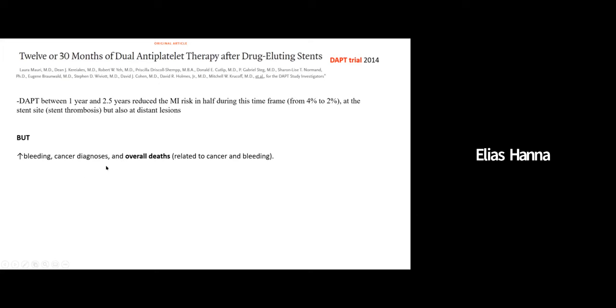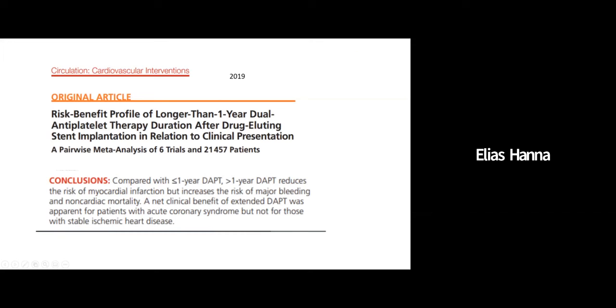It increases cancer death and overall death related to cancer and bleeding. It was significant. P was 0.05, barely significant, but significant. The investigators tried to dismiss that, but I would not, because this has been shown over and over. Long-term DAPT reduces your MI risk, but it does increase your non-cardiac mortality and your major bleeding. It does increase mortality too.